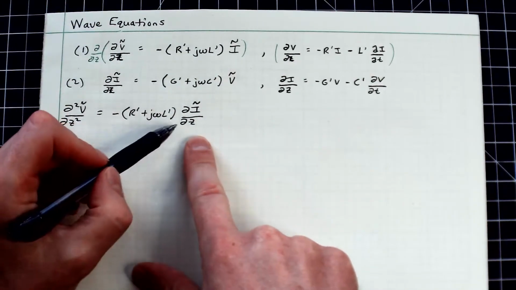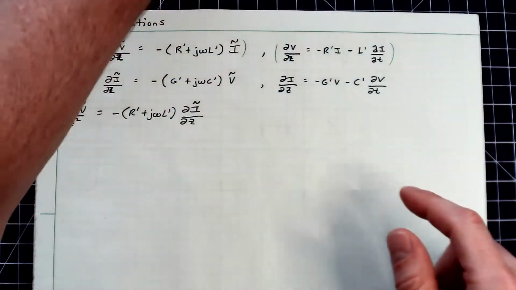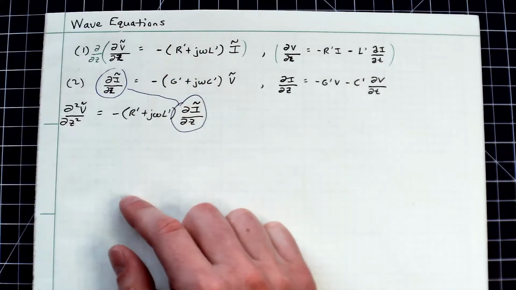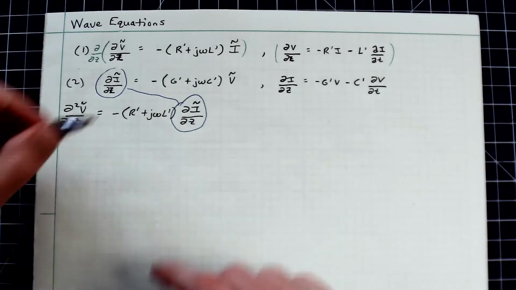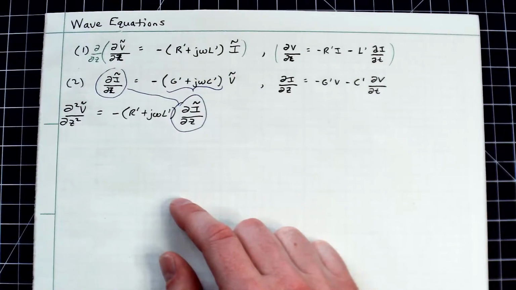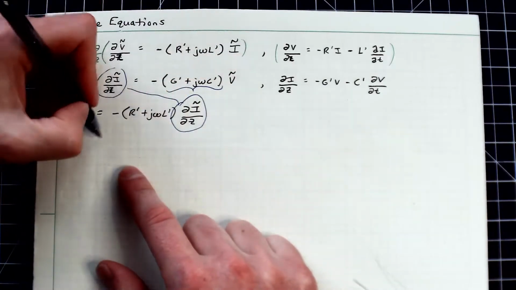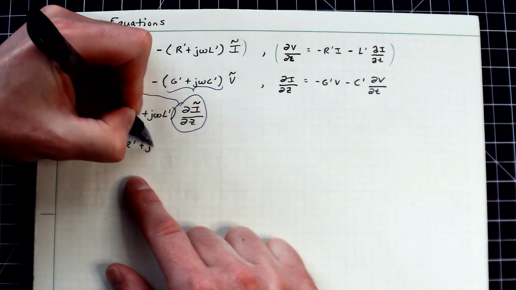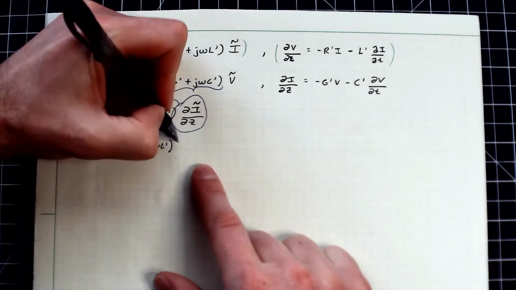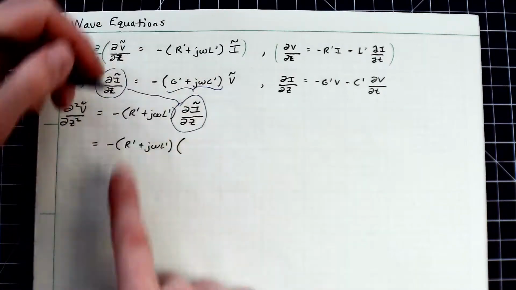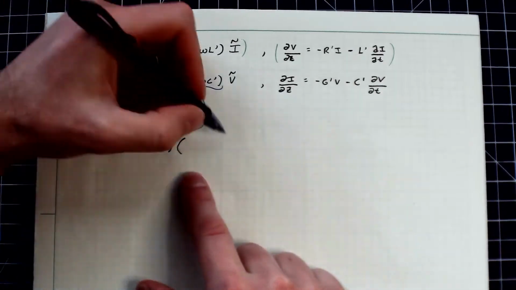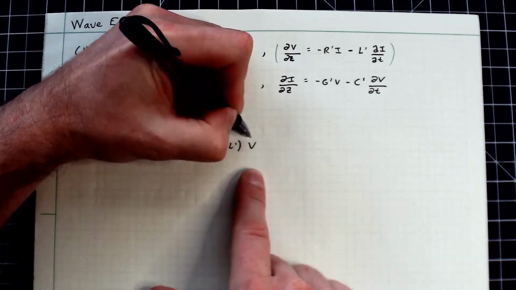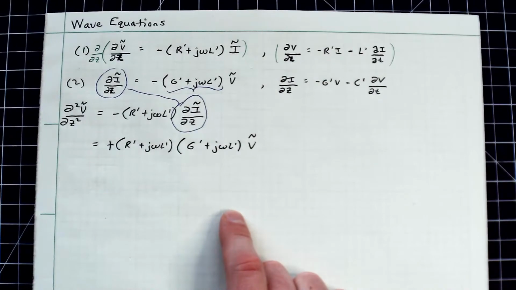Now you'll notice this term here is actually this term over here. So I put a little circle here. These are one and the same thing. So all I'm going to do then is substitute this in over here. And what you'll get is the following: negative (r prime plus j omega L prime) times, now this negative times that negative is going to cancel out and give me a positive, so I'll get (g prime plus j omega c prime) v tilde, like so.